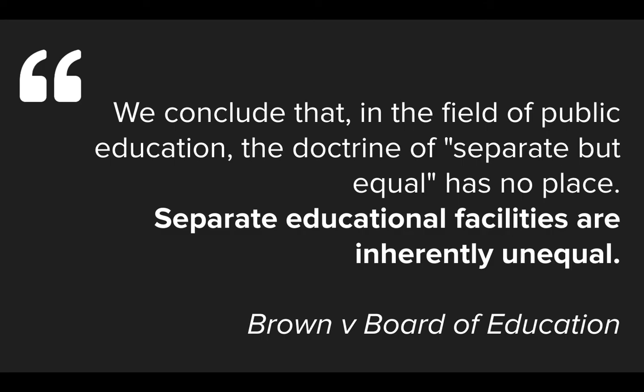This is a quote from Brown versus Board of Education that's often shared because it summarizes this really well. The court says, "We conclude that in the field of public education, the doctrine of separate but equal has no place. Separate educational facilities are inherently unequal." So here's the court saying, hey, never mind about Plessy versus Ferguson. We're going to scratch that. That was not true. Because if we are separating people based on race, that is inherently unequal. That is not fair. And we shouldn't do that any longer.